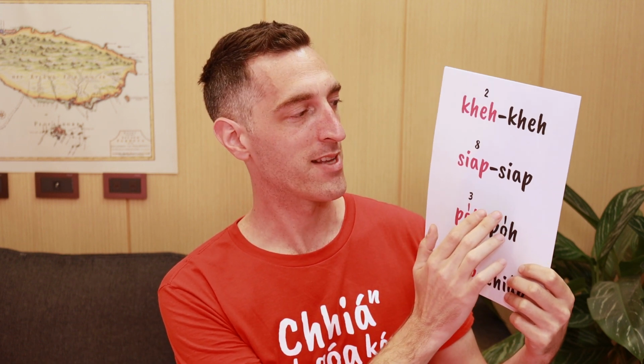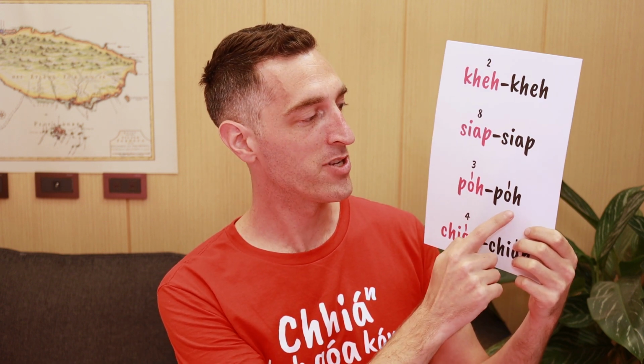Next up, we've got the 4th tone ending with a P this time. So normally we would read it as siap. And in this case, since it's changing to the 8th tone, we're going to read it together as siap-siap, which means bitter. It could mean a bitter person. It could mean a bitter taste. Siap-siap.